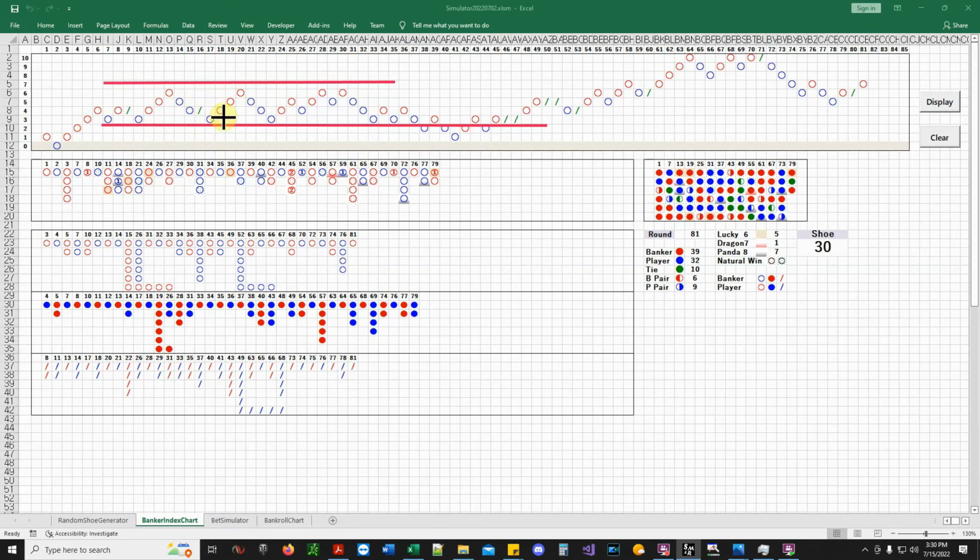But since this is a banker favorite shoe right here, I would just wait till it breaks out or gives me a confirmation. Here are your confirmations. That's a confirmation. Start betting banker. Wait for the turnaround is what I do. That's a confirmation. Start betting banker.